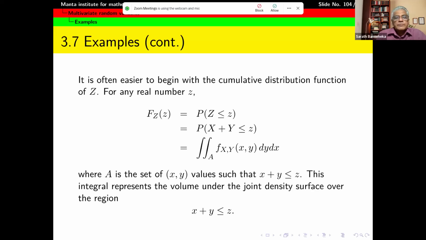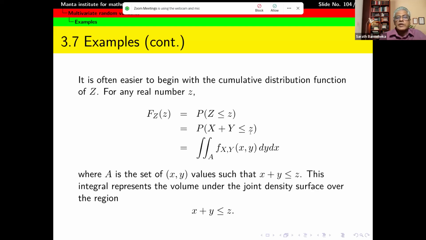So let us start with the definition. For some real number simple z, let us look at f capital Z evaluated at simple z, where this f capital Z denotes the cumulative distribution function of random variable Z. So that is by definition the probability that Z is less than or equal to simple z, but we know that Z is equal to x plus y, therefore we can write it like this.